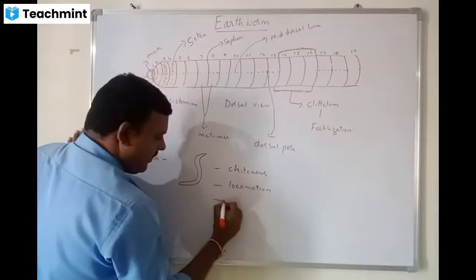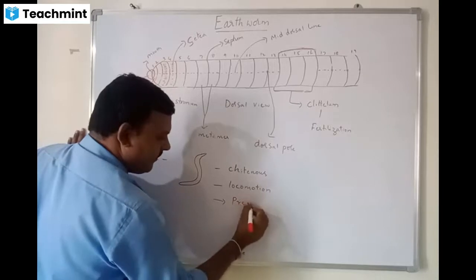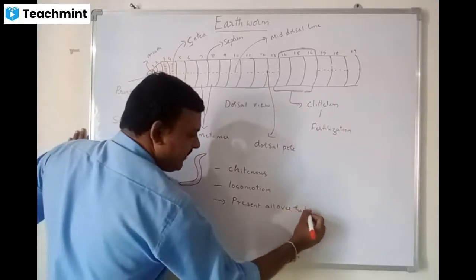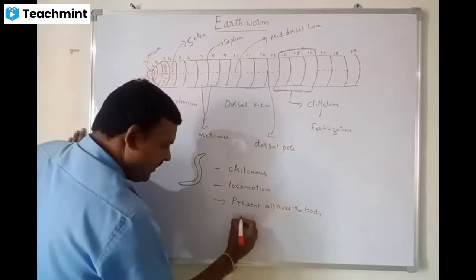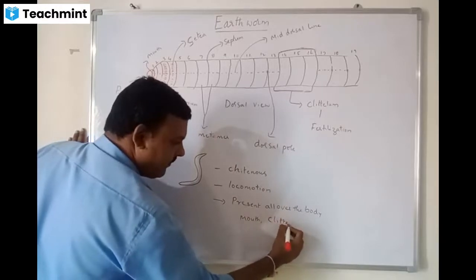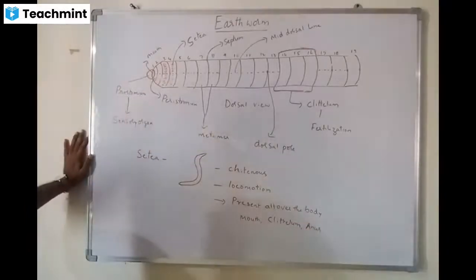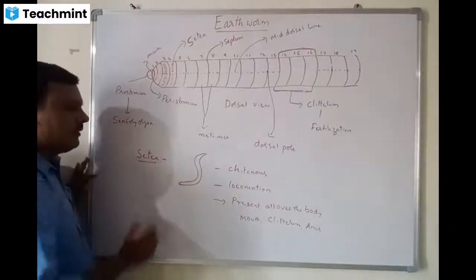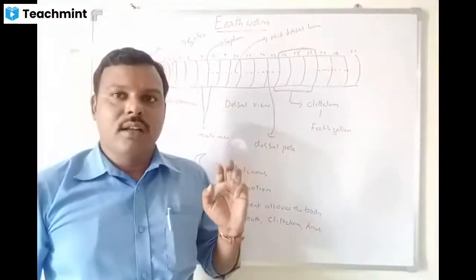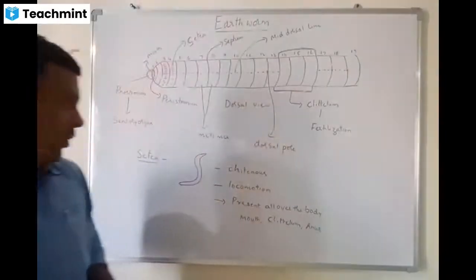And these setae are present all over the body, except the mouth, the clitellum and the anus. So in these segments, the setae are not present, and in all the remaining segments, the setae are present. With the help of setae and the muscular layer, this earthworm can locomote.